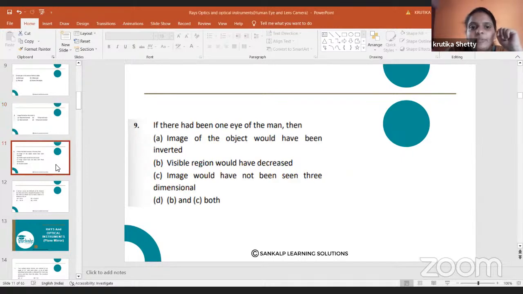Next question. If there had been one eye of the man, then, they are saying a person has only one eye. So what happens to that person? Image of the object would have been inverted. Visible region would have decreased. Image would have not been seen. Three-dimensional, both B and C. Yes. So if you have only one eye, what happens?